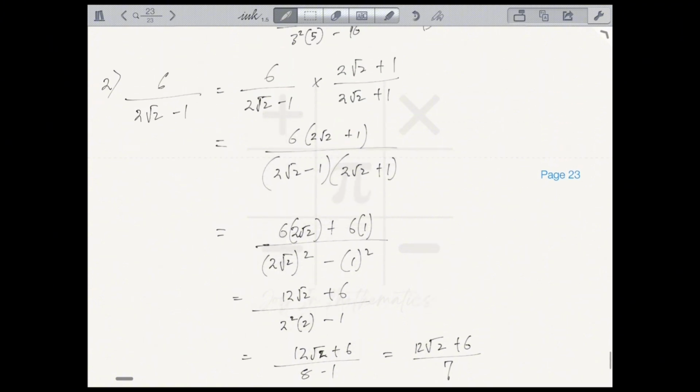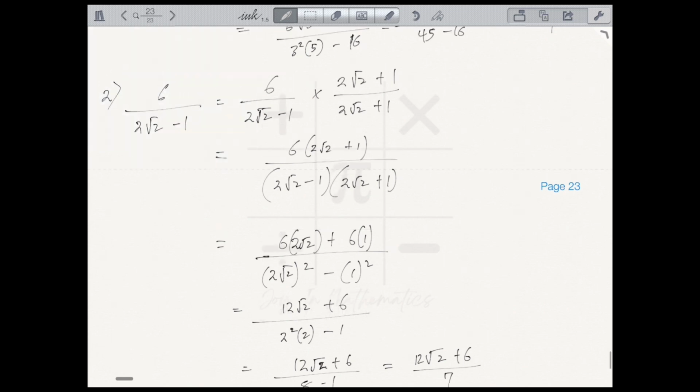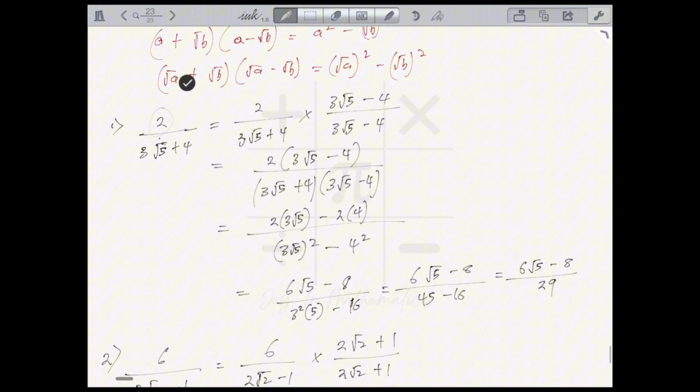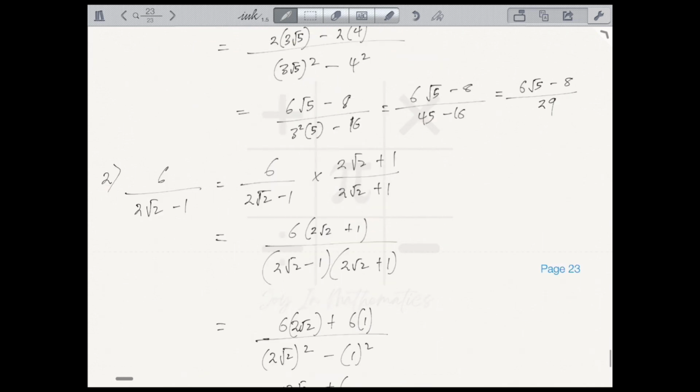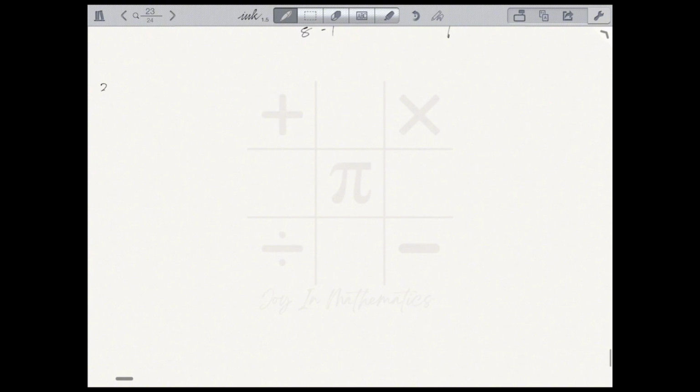Now we've taken two examples where the numerator is just a whole number. What if the numerator is also a surd on its own? How do we go about this if the numerator is a surd on its own? So let's take another example, and we have 3 plus root 2 divided by root 5 plus root 3.